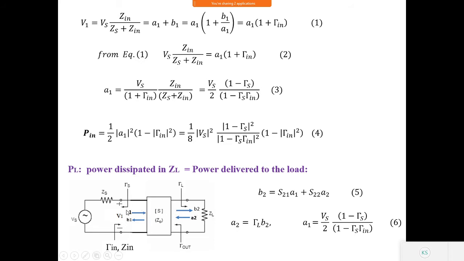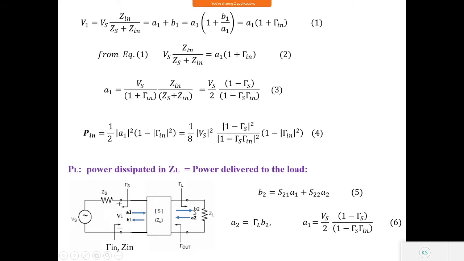A1 is incident here, the power delivered to this. Out of A1, a part will be going to the load ZL. That is the power transmitted through this, equal to B2, incident over ZL. Again, out of this B2, a part will be reflected back like this. The entire power in B2 will not be delivered to the load ZL.